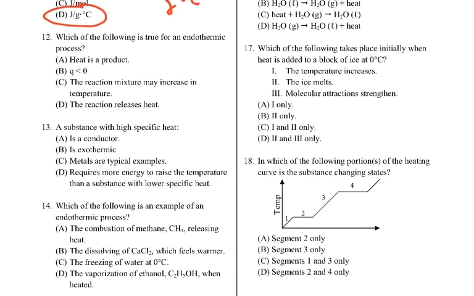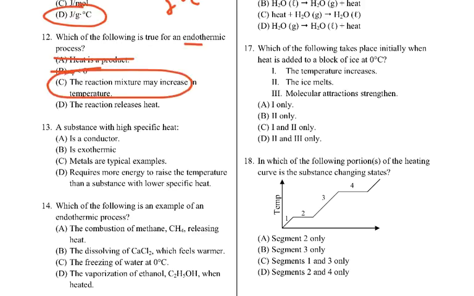For number 12, which of the following is true for an endothermic process? Okay, heat is a product. No, heat is produced for exothermic, so that's not an answer. Q is less than 0, that's negative. No, that's for exothermic. The reaction mixture may increase in temperature. Okay, if it's endothermic and you are going to absorb energy, then yes, it may increase in temperature.